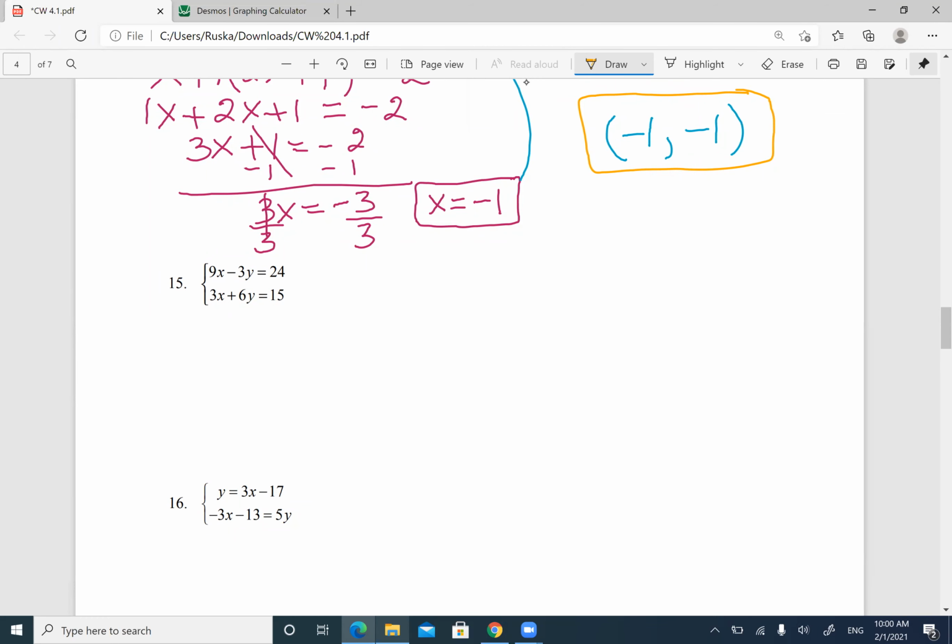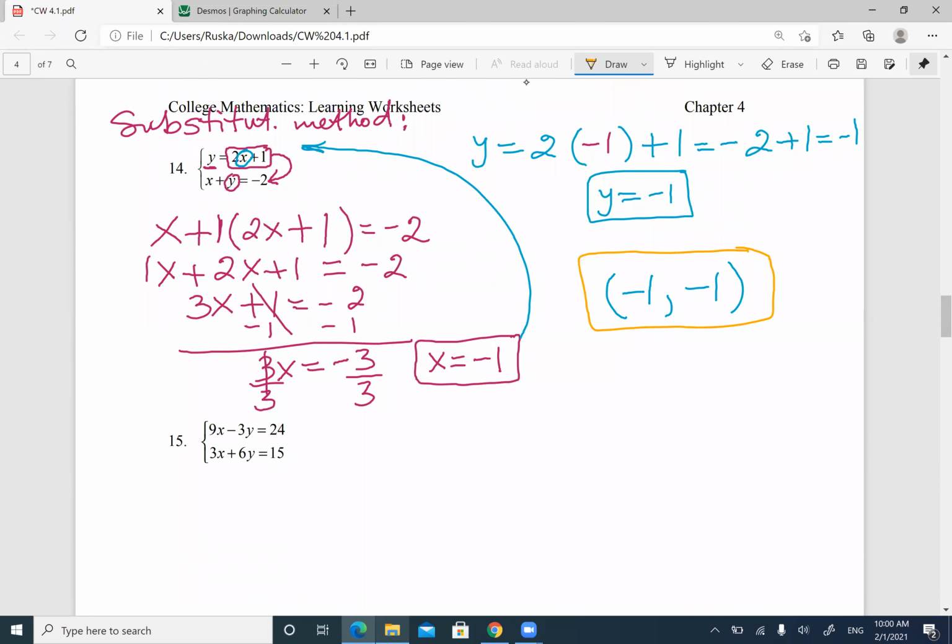Okay, so substitution, what you're doing, you pretty much plug it in. You solve x or y by itself, plug it into the other equation, and then solve it, and then plug the number back in to find the other one.